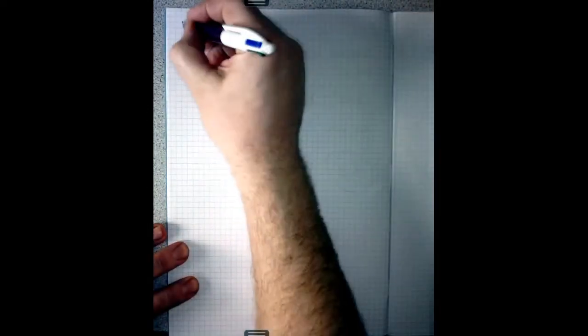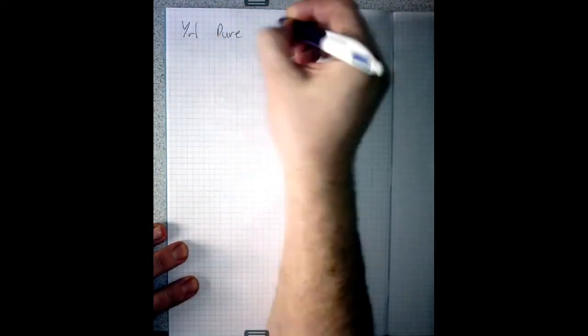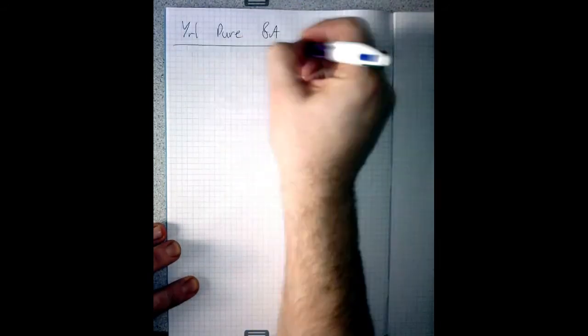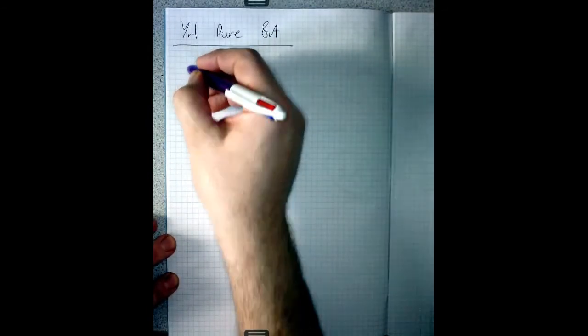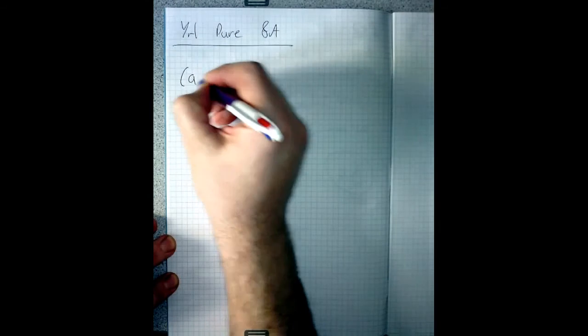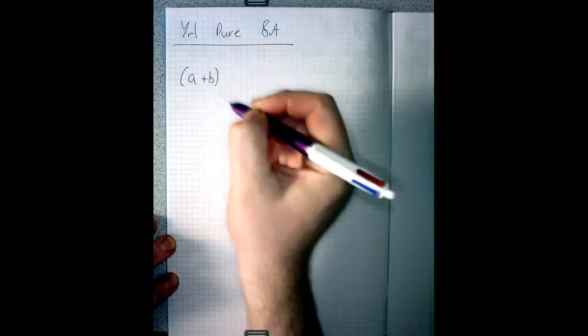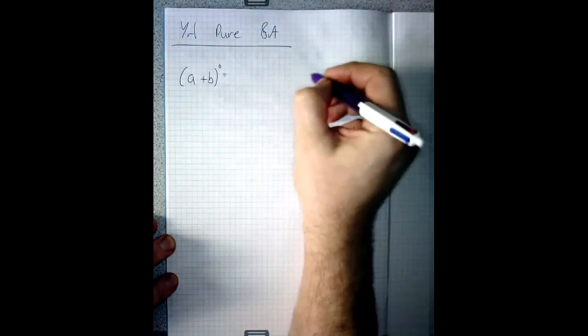Hi, this is the next video for the Year 1 Pure. We're looking at 8a, the binomial expansion. Binomial, of course, means two numbers. There they go, two numbers.